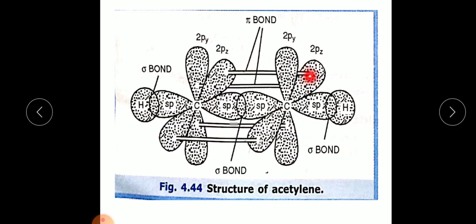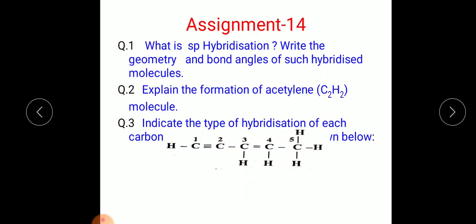Whereas 2py and 2pz, which are on each carbon atom, will overlap. 2pz will overlap with 2pz, and 2py will overlap with 2py. Over here there is a formation of pi bonds, because when there is a sidewise overlap, as we know, there is a formation of pi bond, and when there is a head-on overlap, it will form a sigma bond. So in acetylene you'll find 3 sigma bonds and 2 pi bonds. This is the structure of acetylene.